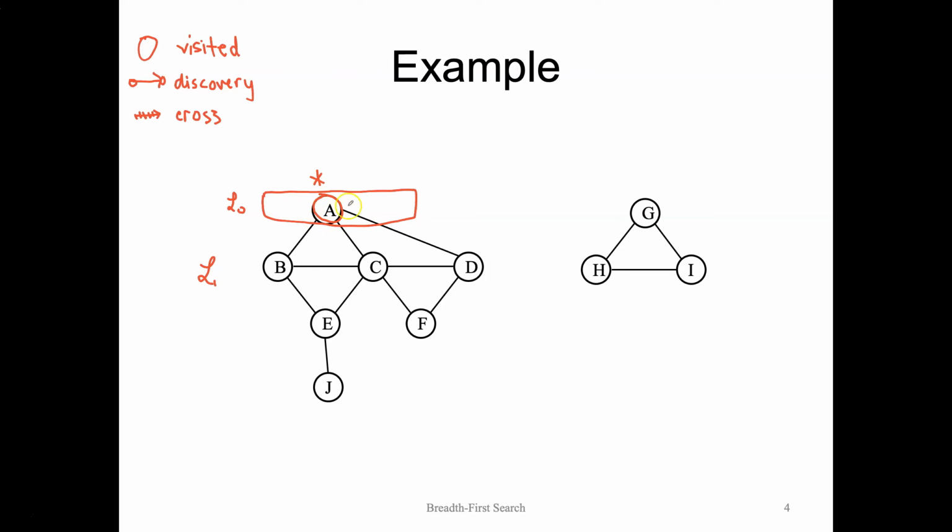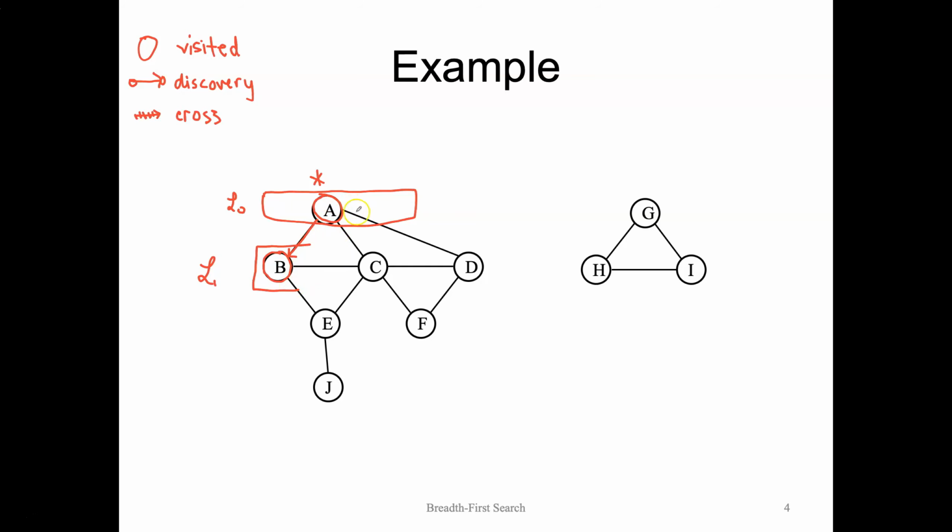We'll start with vertex A, and we're going to consider incident edges B, C, and D, but we could pick any one of them. So in order to be deterministic about this, let's just say we pick the ones which go in alphabetical order. So we're going to mark this as a discovery edge going to B, and we add B to layer 1, and we mark it as having been visited. So this is our layer 1 so far.